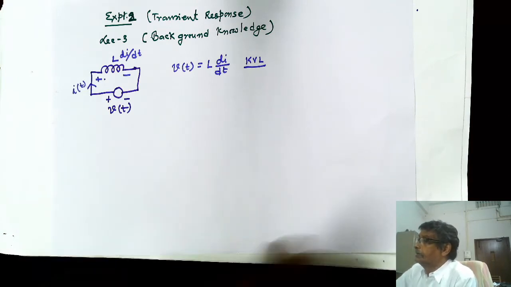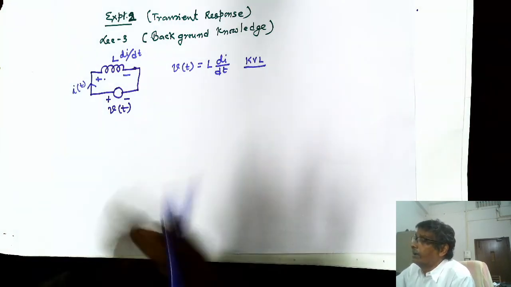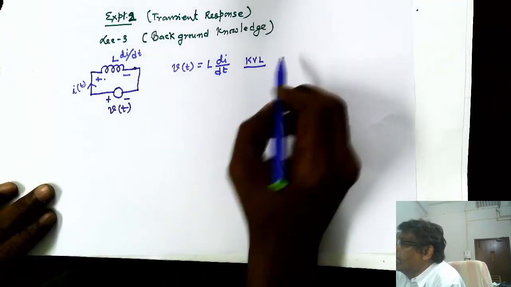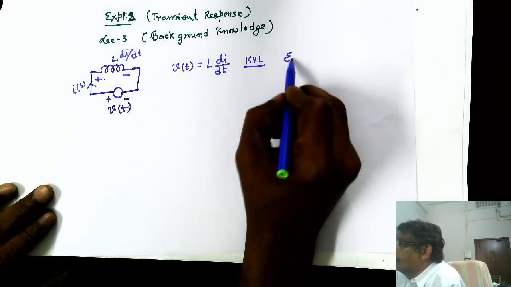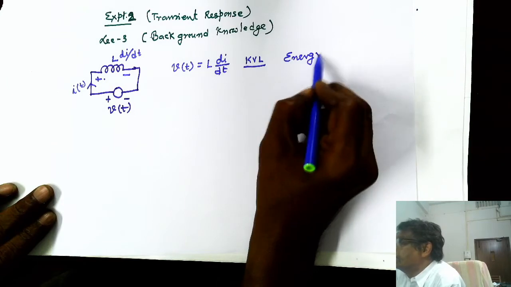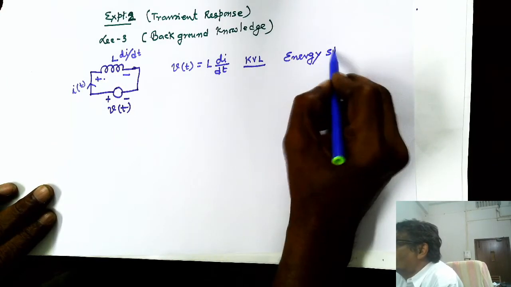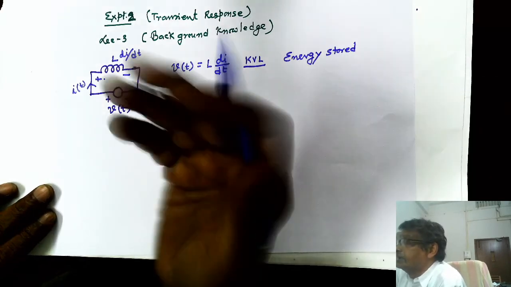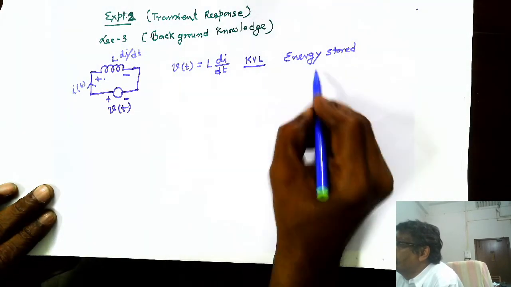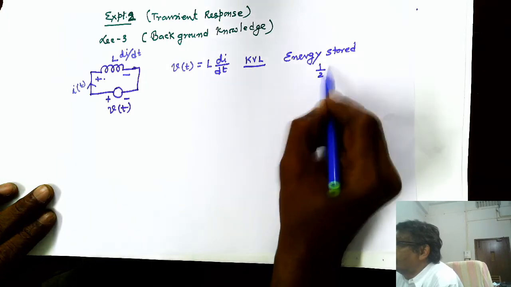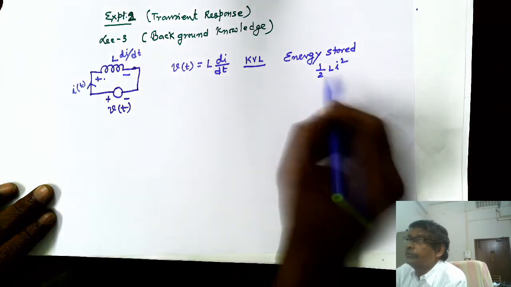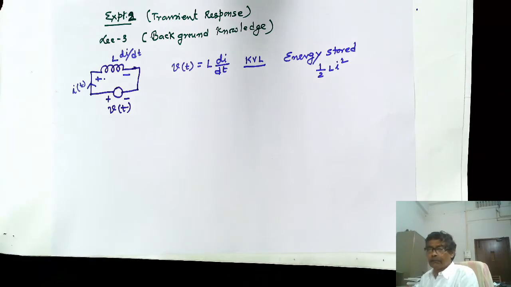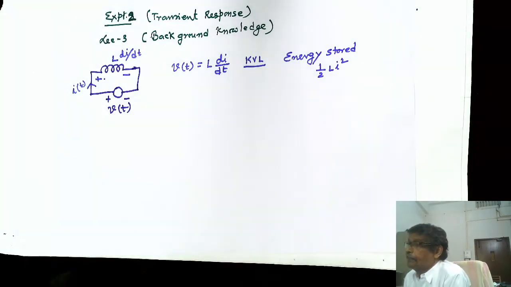So this was what I told you last time, and also we note that it is not a dissipative element. Energy stored at any time t when current is i will be equal to half L i square. It too will be a function of time, because current perhaps will change with time.